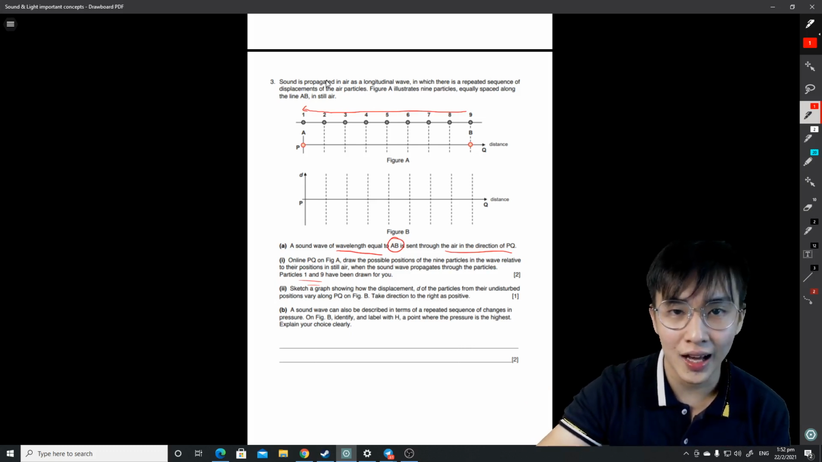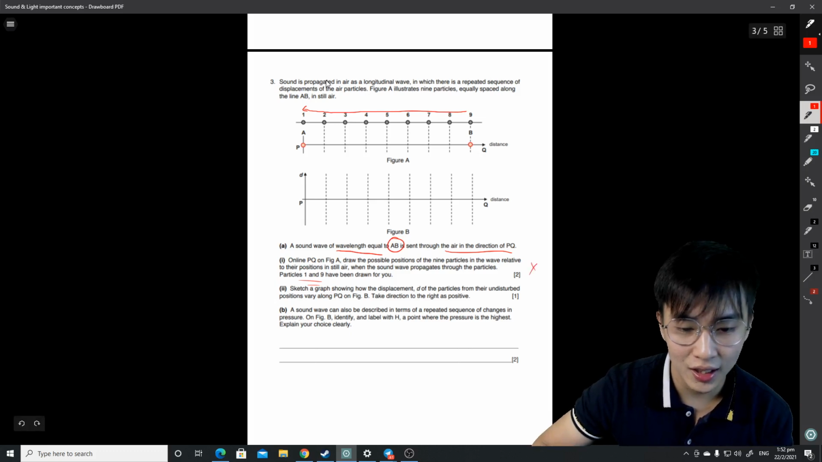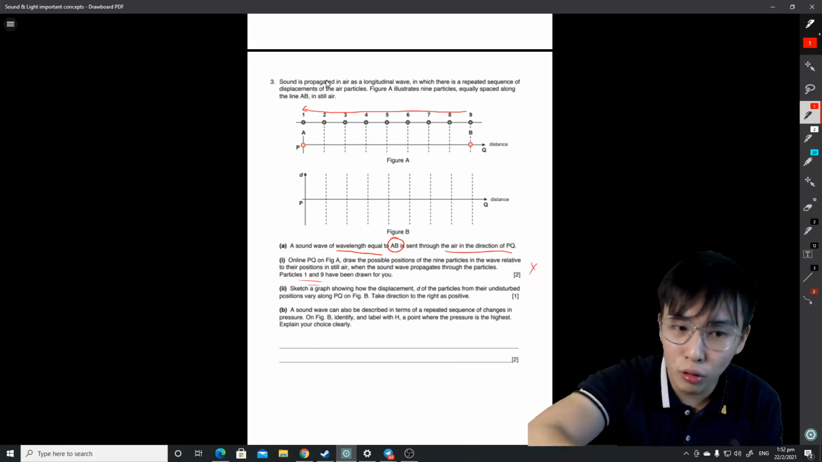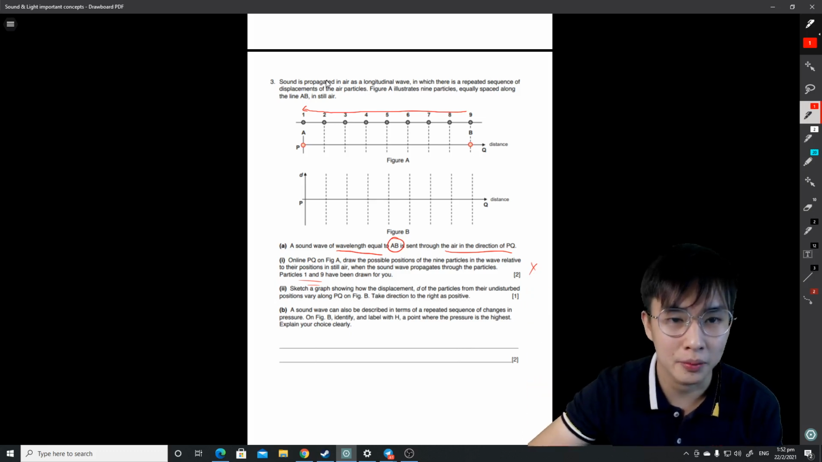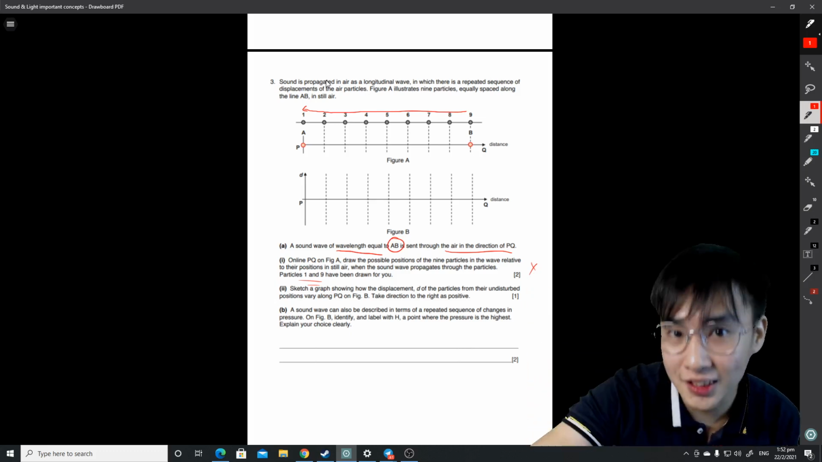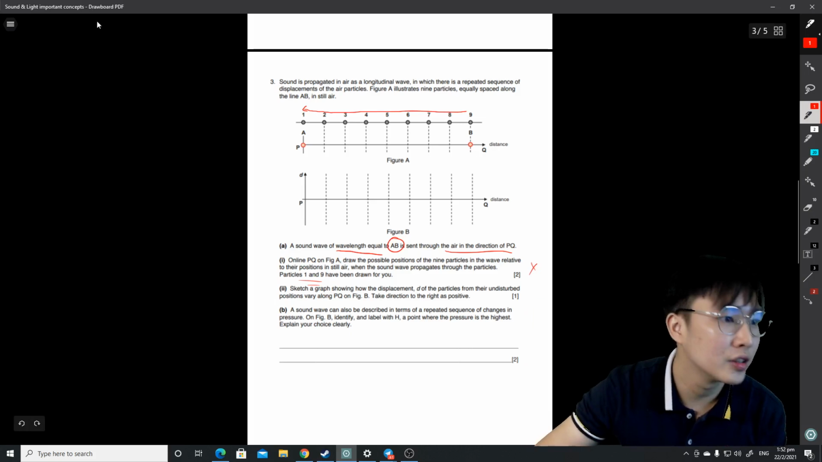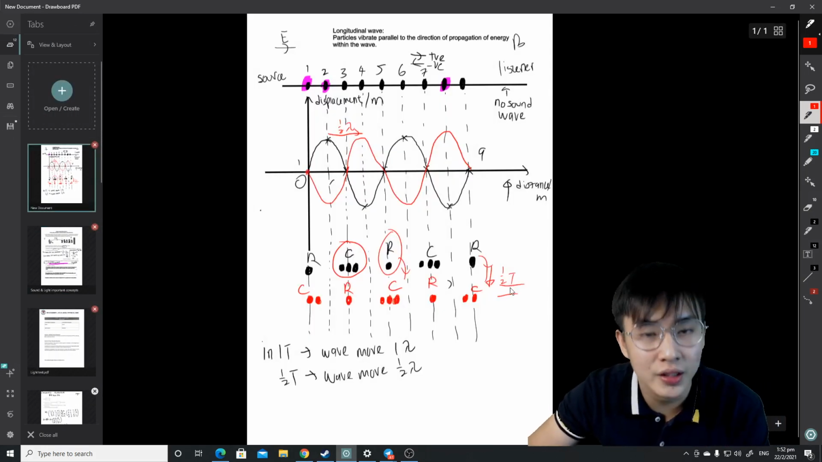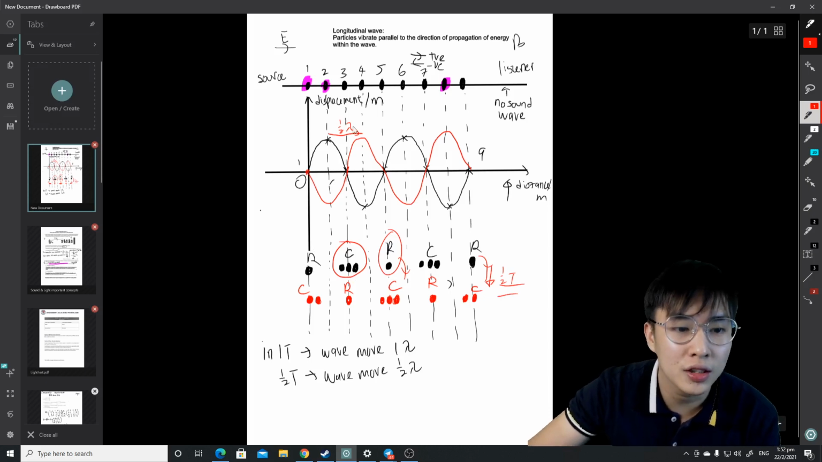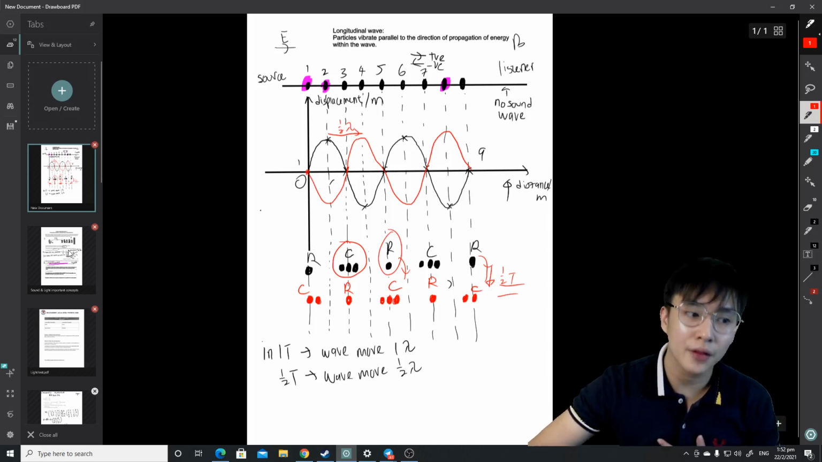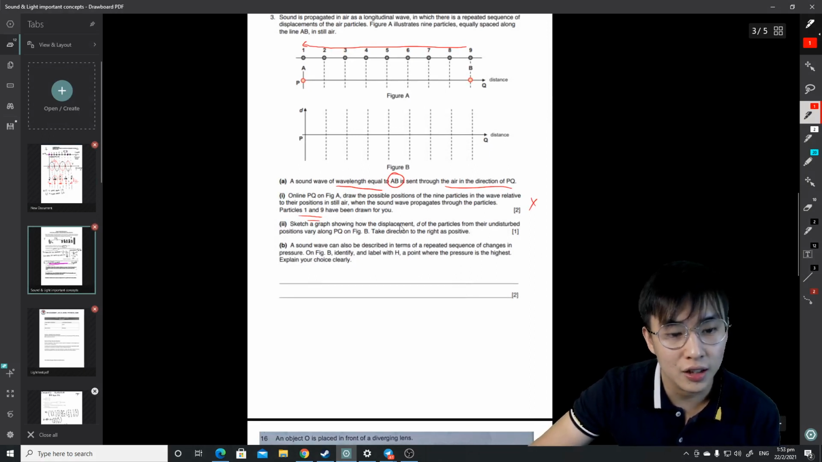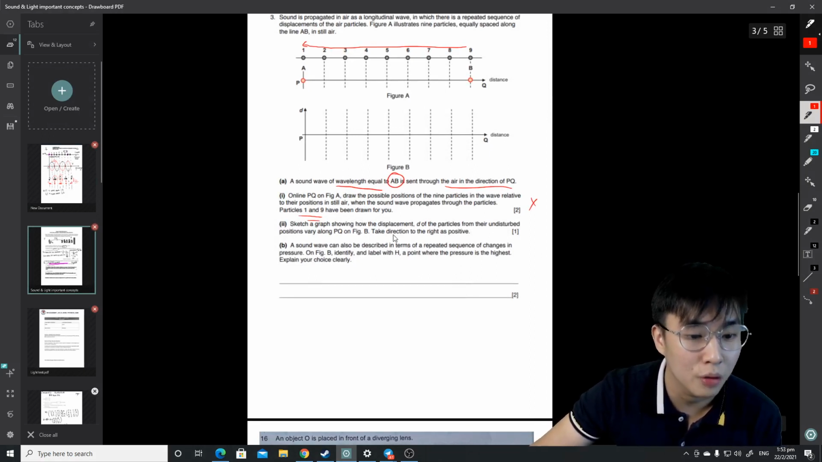Very easy. Listen, don't do this first. You should always strive to draw your displacement distance graph first. Then you plot, right? If you remember what I did here, did I just start drawing the particles first? No, right? I went to draw the displacement distance graph. So it makes my life so much easier. Same thing here. So you look at part 2. Sketch a graph of how displacement varies along PQ.